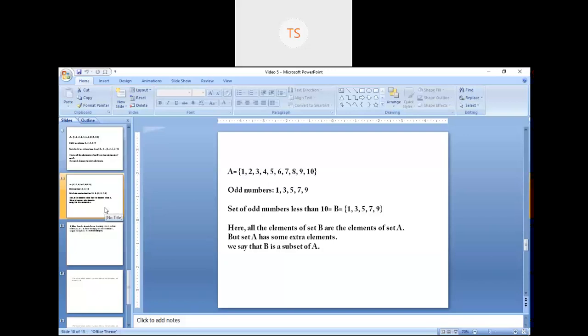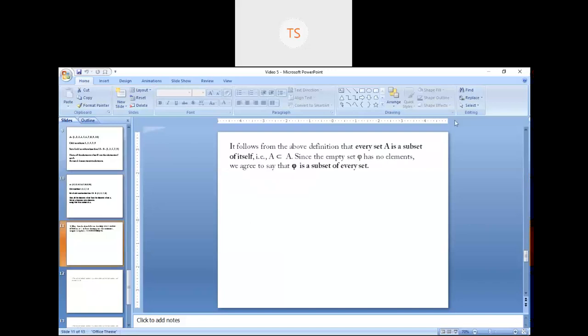So what is a subset? You know what a subset is. Now come to the formal definition of a subset. It follows from the above definition that every set capital A is a subset of itself. That means if you have a set capital A with any elements, then obviously set A is a subset of itself. So always remember that every set is a subset of itself.